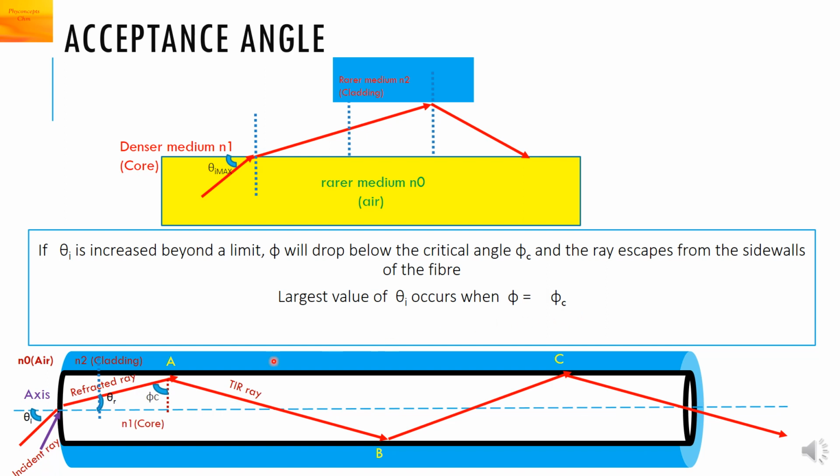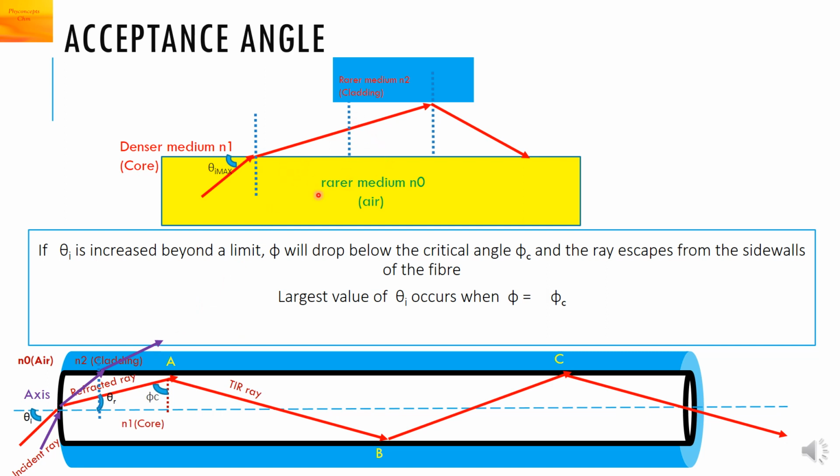Suppose now here we are increasing the angle theta I. The light is incident not along this angle, but this angle theta I is increased. So the ray will get refracted at some other angle. This is the normal. It will be refracted at an angle which is below the critical angle, and hence TIR will not occur. It will be refracted outside.